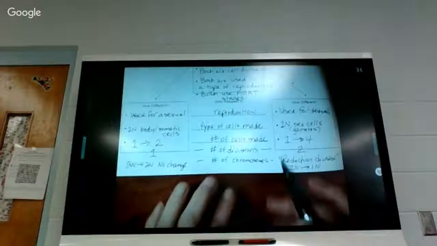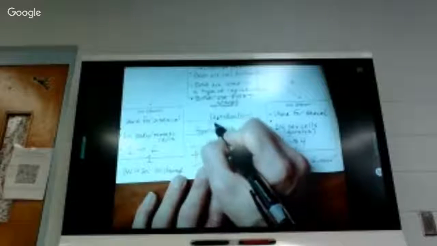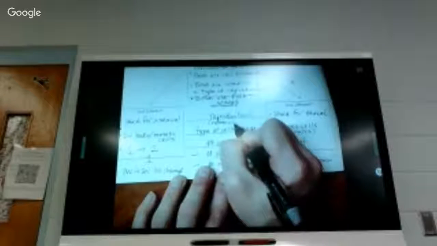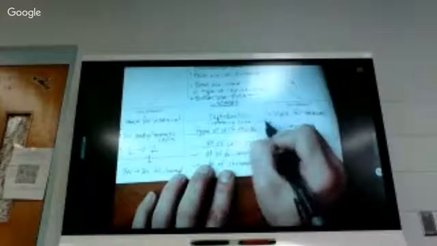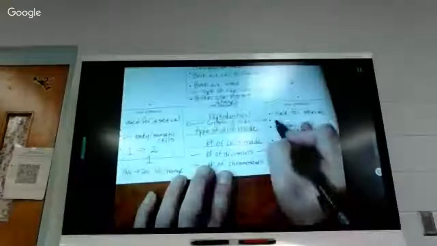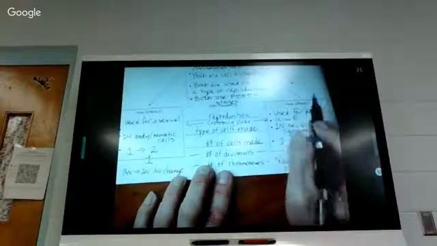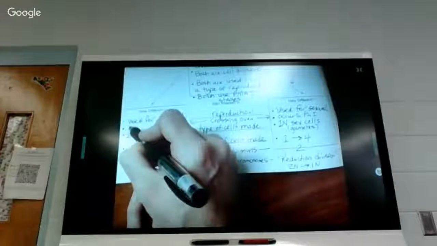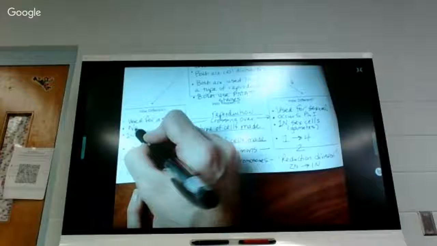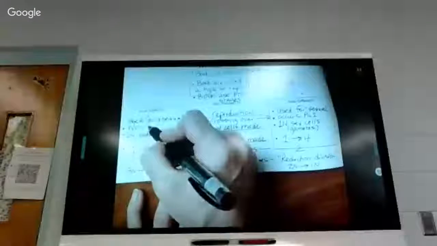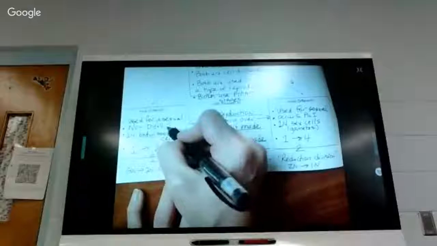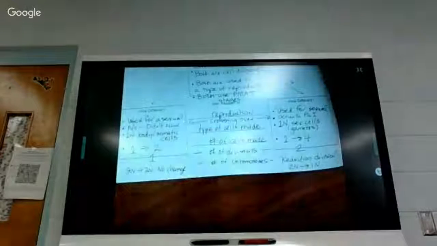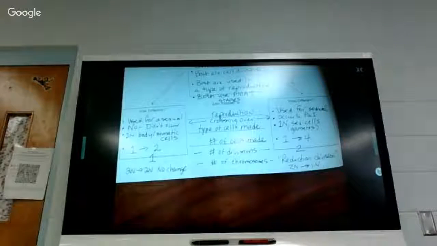Sneak it in here. So let's put crossing over. I'm just going to put that, because they're going to call it crossing over on your exam. So crossing over occurs in prophase 1. Doesn't occur in mitosis. Okay, so, all right, nice.